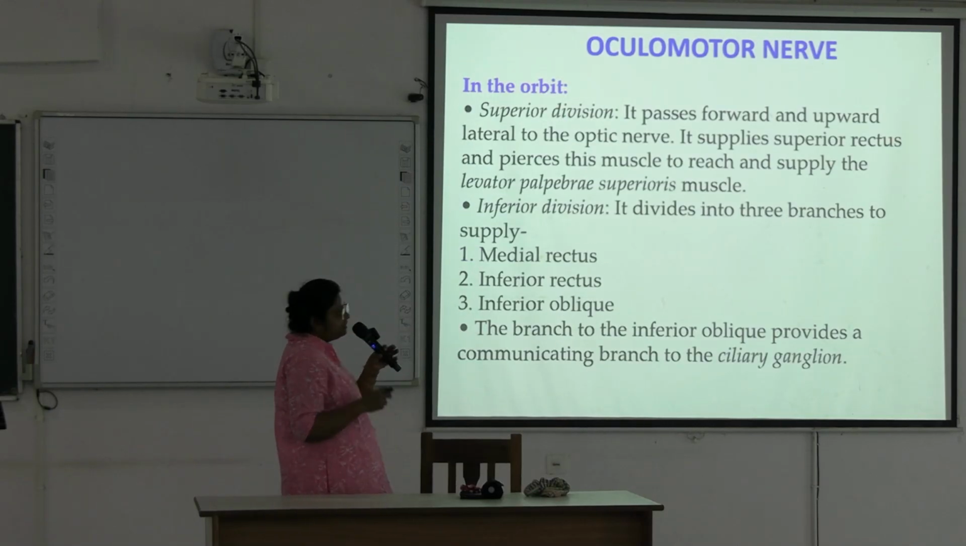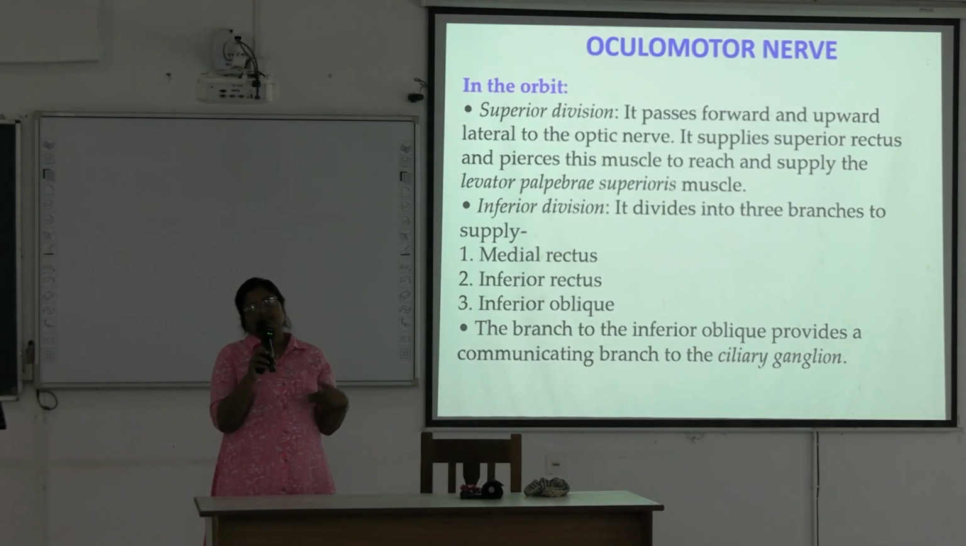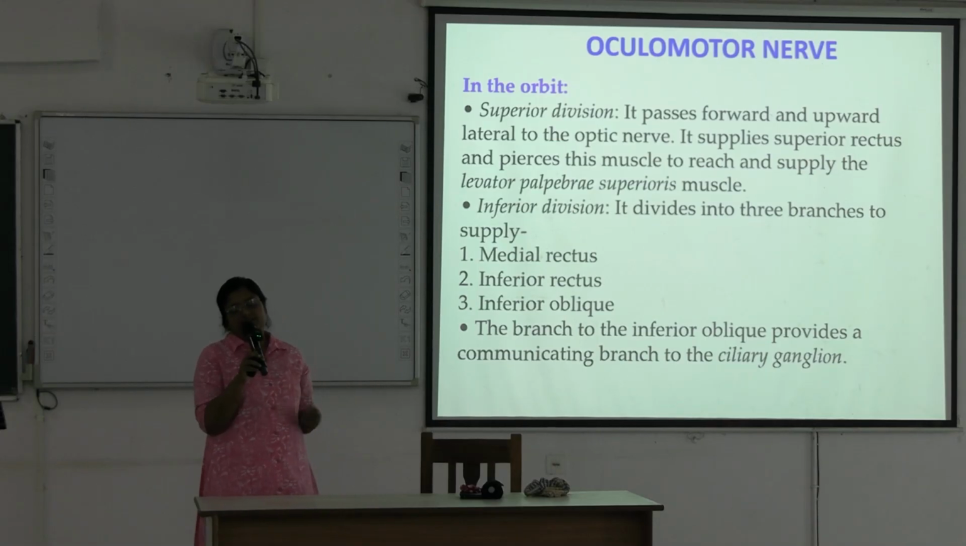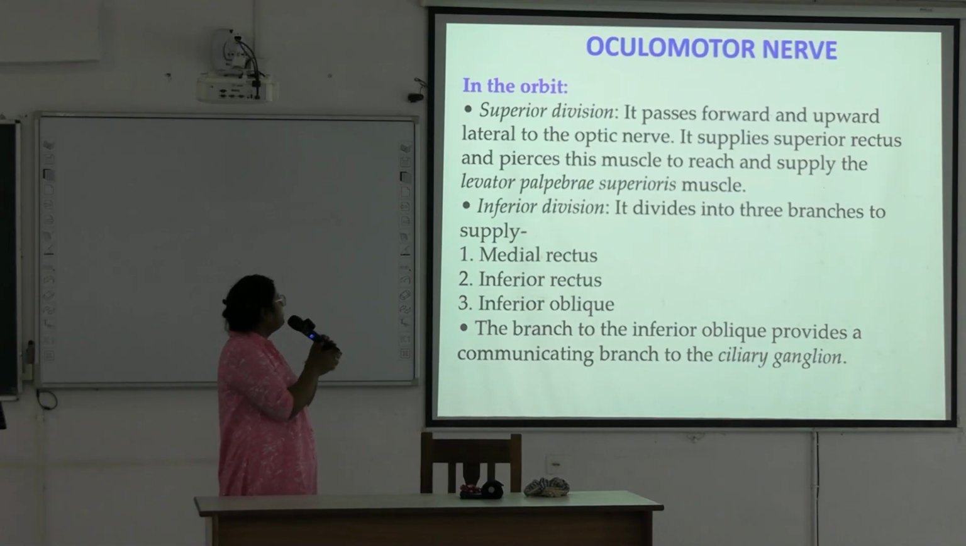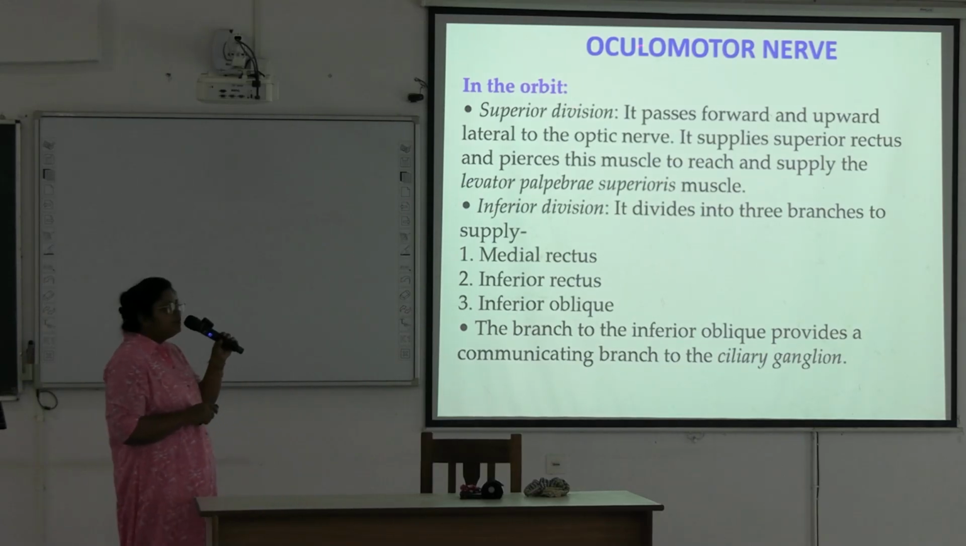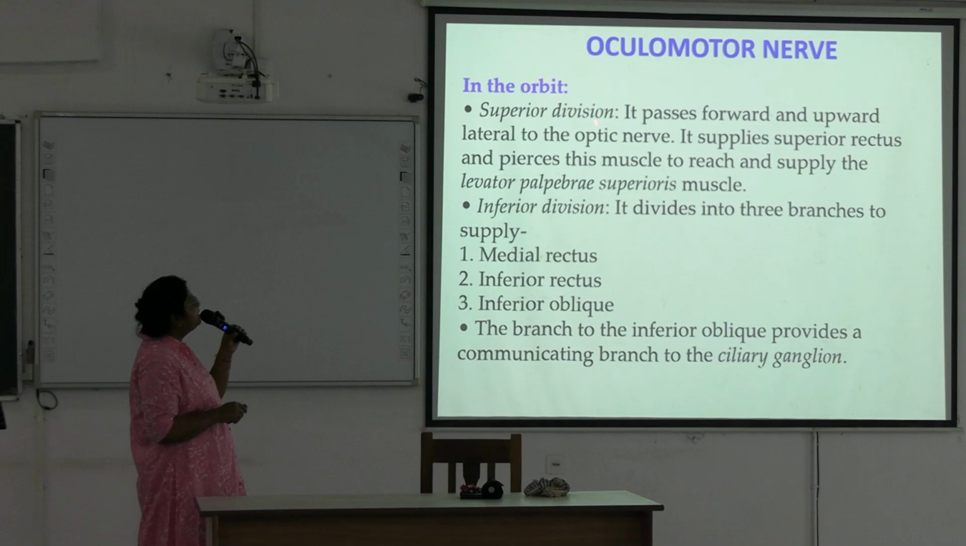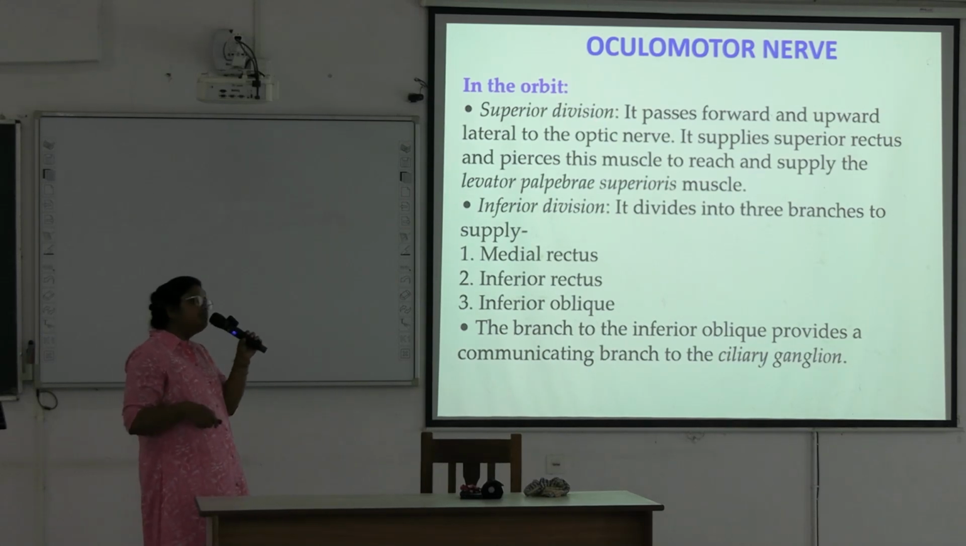Next, from this tendinous ring, 4 recti muscles are arising. Superior, inferior, medial and lateral recti muscles are arising. Okay, so after that we are going to its course in the orbit. It divides into 2 divisions, superior division and inferior division. They are passing through the tendinous ring.